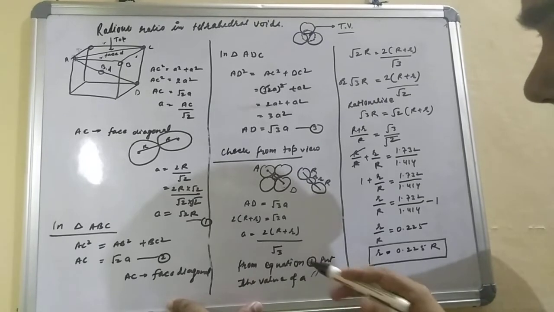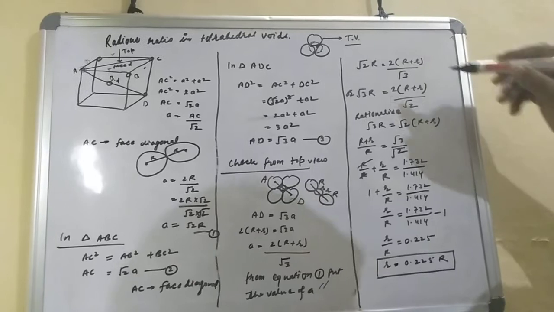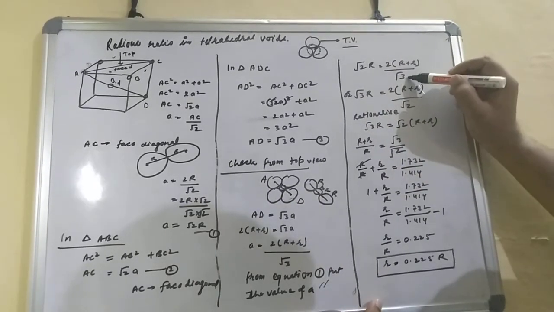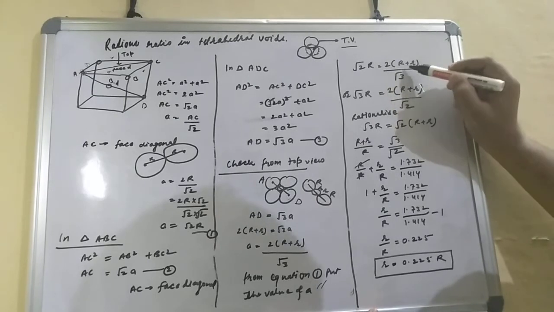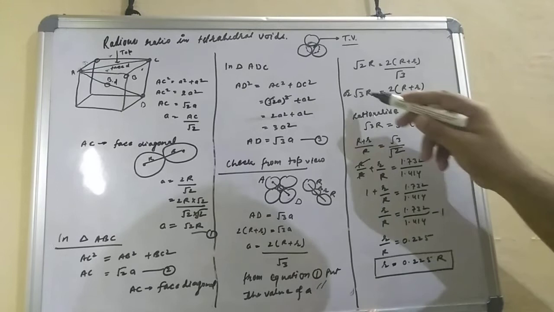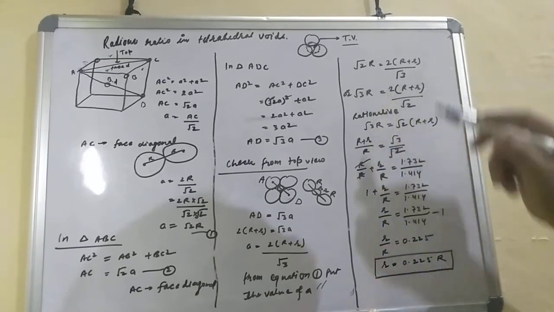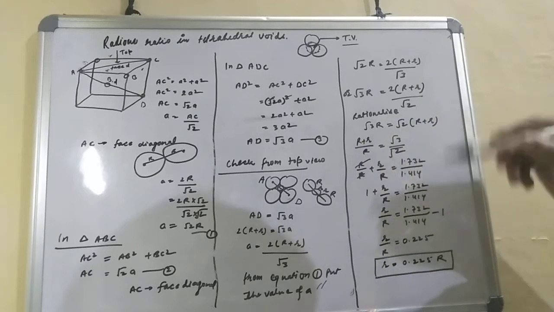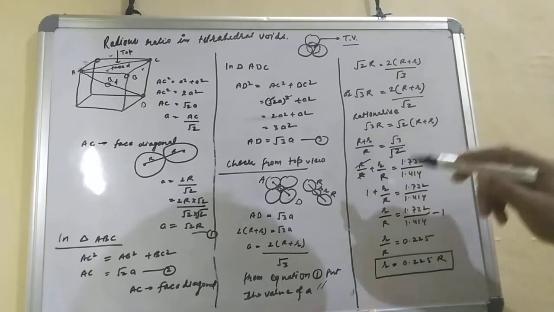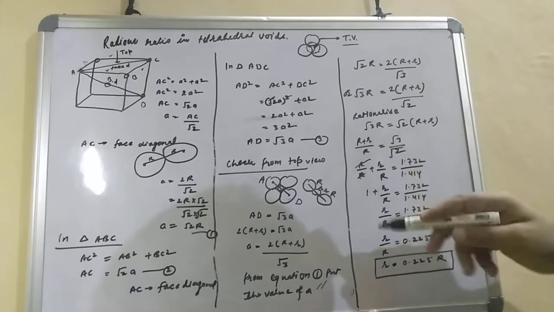From equation 1, we have already got the value of a, root 2 a. So in place of a, root 2 a is equal to 2 in bracket capital R plus small r divided by root 3. On rationalizing, the 2 and 2 will cancel out, and root 2 will be left. So root 3 r equals root 2 times capital R plus small r.